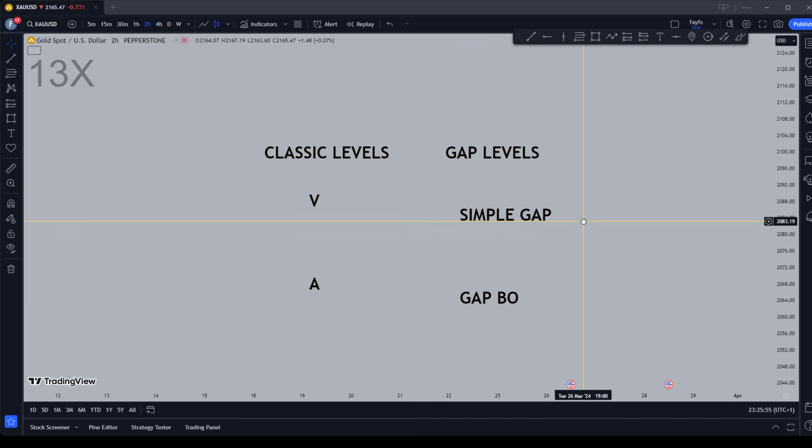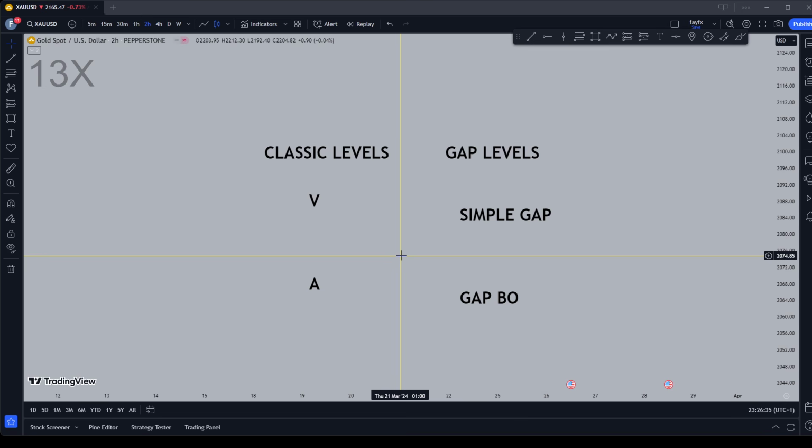Second thing, fresh and unfresh levels. A fresh level means that after the creation of that level, price didn't come back to it and just goes down. For an A level, after its creation, price didn't touch it and just went down. For a V level, same thing. After the creation of the V level, price didn't come to it and didn't touch it again. That's the meaning of the fresh level.